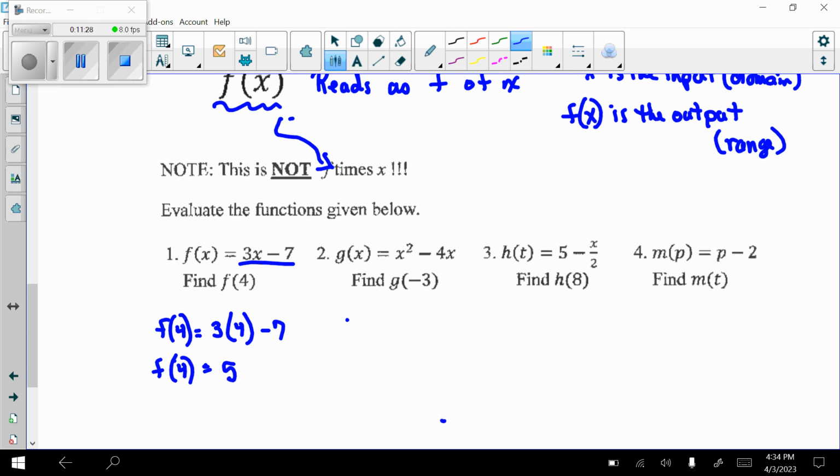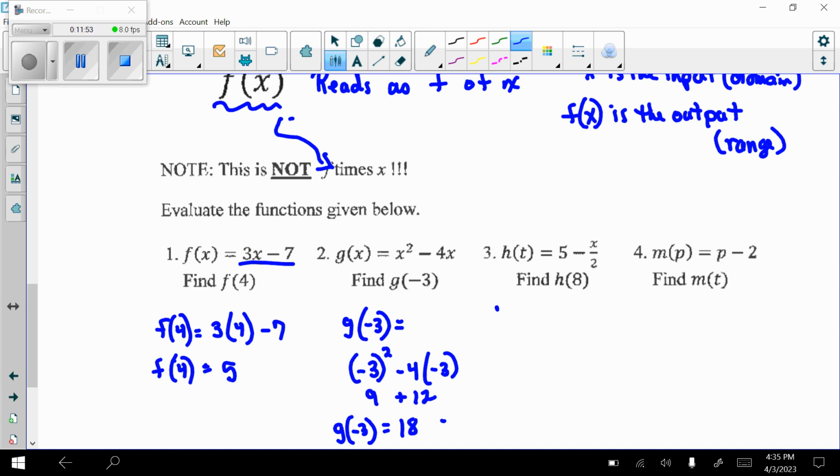So for this one, it might be a little more complicated. So g of negative 3 equals negative 3 squared. Be careful of that. Minus 4 times negative 3. So that is 9 plus 12. So g of negative 3 is equal to 18. Notice how I'm showing my work on those.